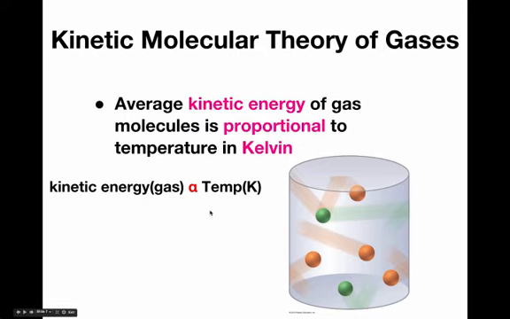Your book uses this term, the kinetic energy of gas molecules, and then they have this Greek letter called alpha: kinetic energy alpha temperature in Kelvin. This is mathematical shorthand. I don't expect you to know this. This is mathematical shorthand that says the kinetic energy of a gas is proportional to, that's what the alpha means, the temperature of the gas in Kelvin.